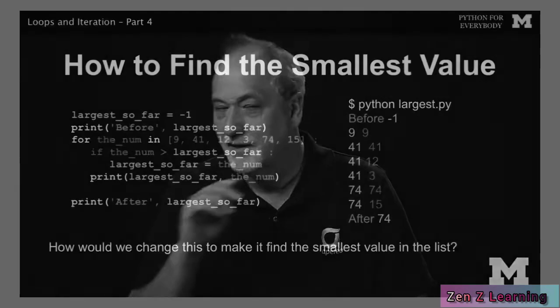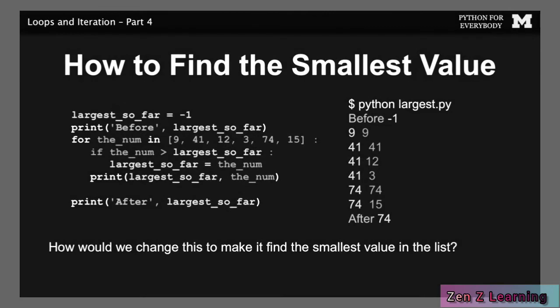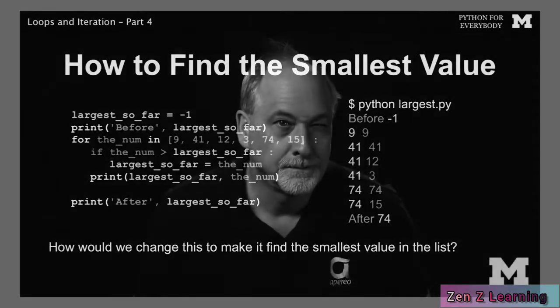So the question is, what would we do to change this to make it search for the smallest value in the list? Now you can look. Humans are good at this. Like, hey, what's the smallest value? It's 3. Yeah, of course, you know that. No, we got to think like a computer. How are we going to find the smallest value in the list? What would we change here? What are some of the things you might change?